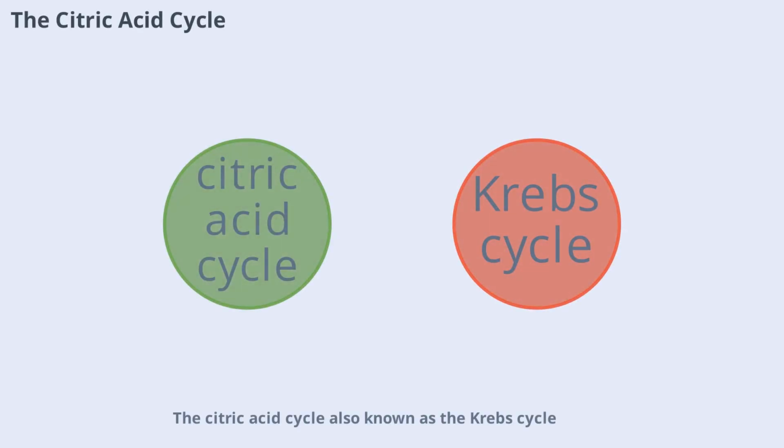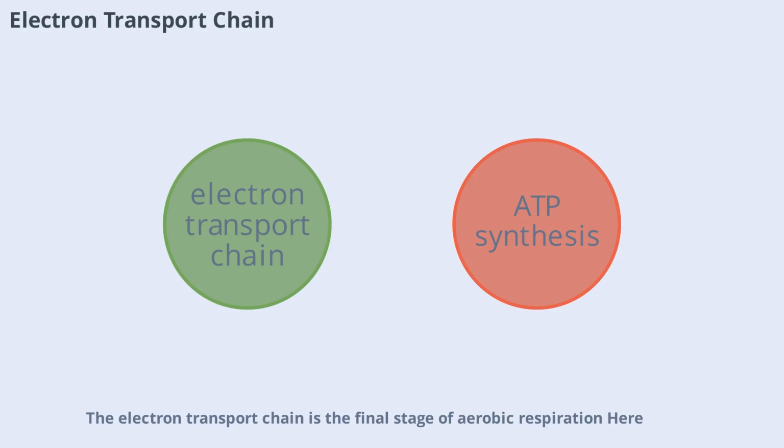The citric acid cycle, also known as the Krebs cycle, is a central part of aerobic respiration. It takes the products of glycolysis and further breaks them down, releasing carbon dioxide and transferring energy to molecules like NADH and FADH2. These molecules then feed into the electron transport chain, driving ATP production. The citric acid cycle is a hub for many metabolic pathways in microbes. The electron transport chain is the final stage of aerobic respiration.